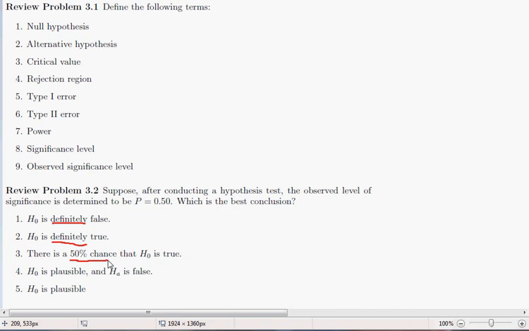Also, this is a false interpretation of the null hypothesis, saying that there's a 50% chance that the null hypothesis is true. The null hypothesis is either true or it's false. There's no such thing as a 50% chance of the null hypothesis being true. 4 is almost right, except that this part is too blatantly decisive. So we'll simply say that the null hypothesis is plausibly true as opposed to simply definitively true.